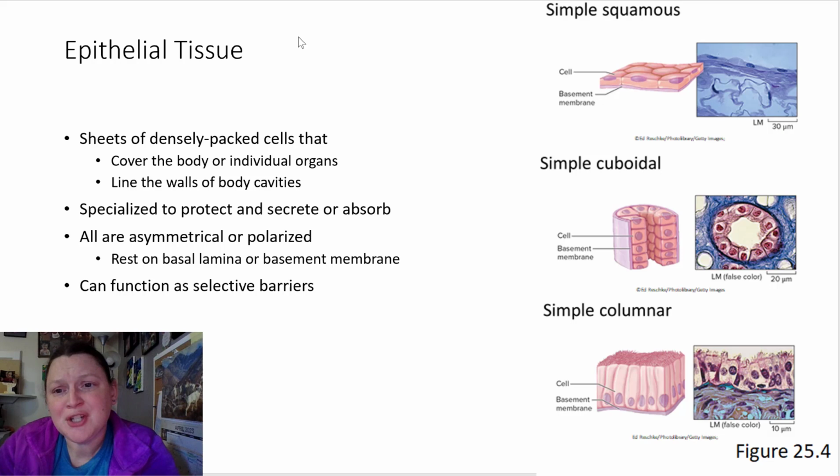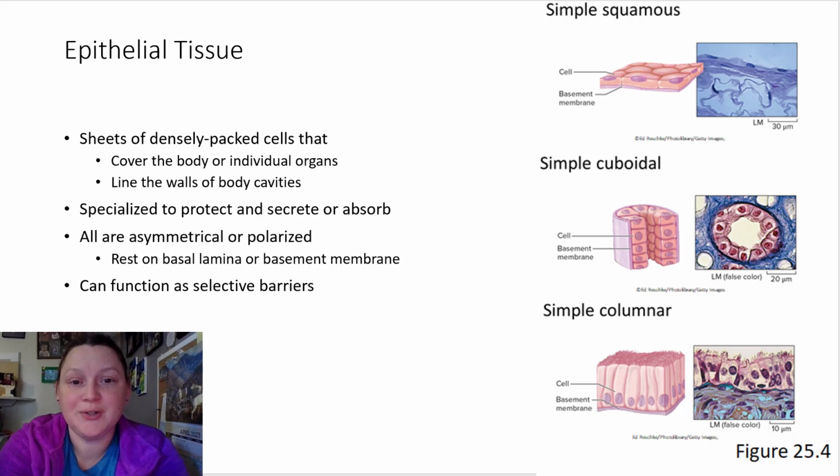All epithelial tissue is asymmetrical or polarized. We'll talk more about that one in just a moment. And epithelial tissue is often a selective barrier, allowing certain things in, certain things out, or preventing things from coming in in general. There are 3 general shapes of epithelial tissue.